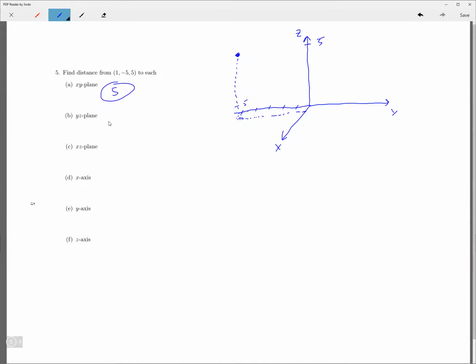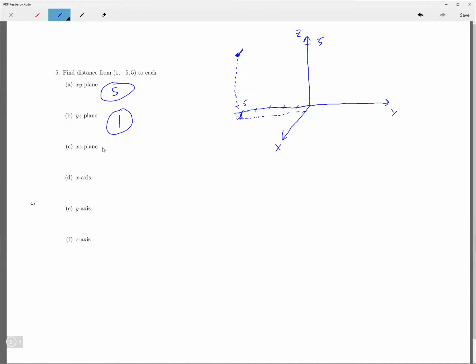Okay, what about to the YZ plane? What's that going to be? That's going to be 1. So it's basically just the one that's missing is the x, and that's 1. So you're right here, and it's looking at this YZ plane, which is right there. And this distance here is 1. So the distance between that and the plane up here is going to be 1.